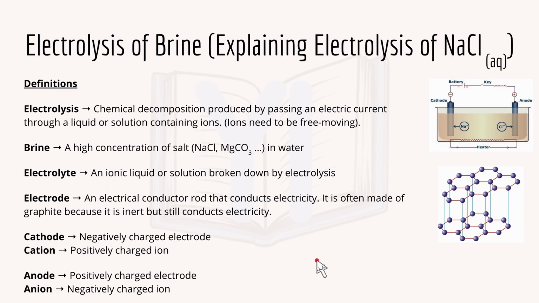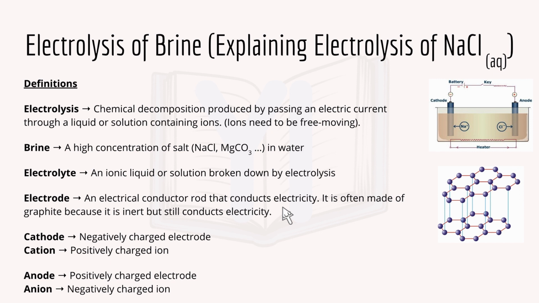So we'll move on now to explaining electrolysis of NaCl, and I'll just briefly go through this as we talked about it just now already. Electrolysis is a chemical decomposition produced by passing an electric current through a liquid or solid containing ions. A brine is a high concentration of salt in water, like sodium chloride, table salt. Electrolyte is an ionic liquid or solution broken down by electrolysis. Electrodes are electrical conductor rods that conduct electricity, often made of graphite because it is inert but still conducts electricity.